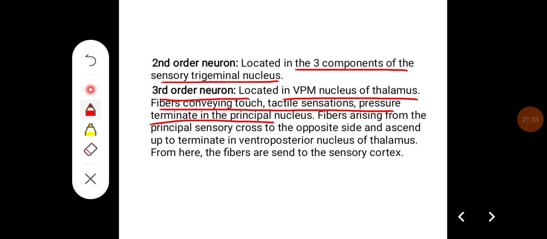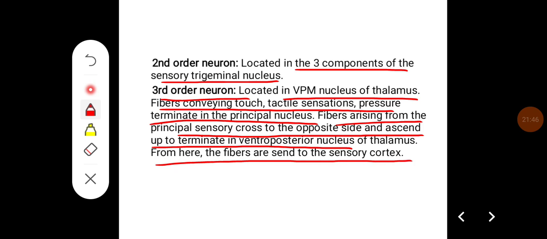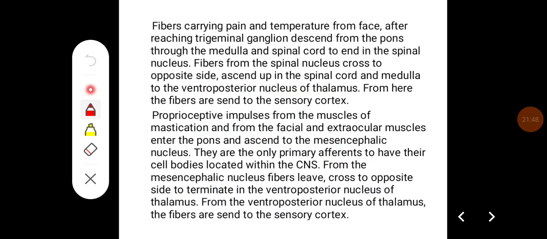They basically terminate in the principal nucleus. Fibers arising from the principal sensory nucleus cross to the opposite side and ascend up to terminate in the ventroposterior nucleus of the thalamus. From here, the fibers ascend to the sensory cortex.